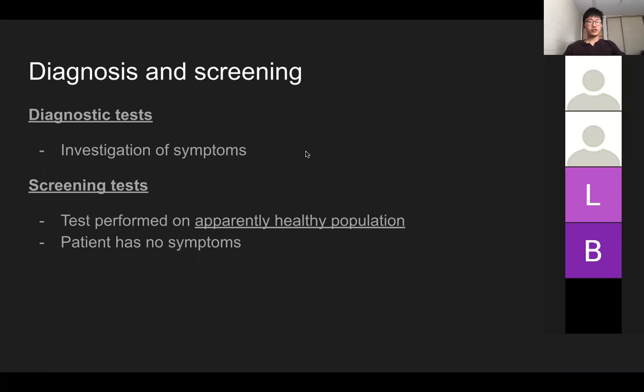Here we're looking at diagnosis and screening. The difference between a diagnostic test and a screening test: one is investigating symptoms. So someone's come in and said, oh, I'm not feeling well. I may have, say, diabetes, and you test to investigate whether they have diabetes. Whereas a screening test would be something like a pap smear or a colonoscopy, where it's based on a healthy population, and it's just a screen for the disease.